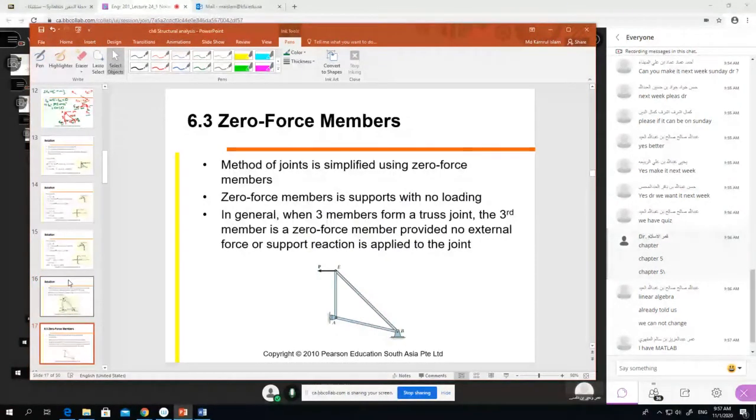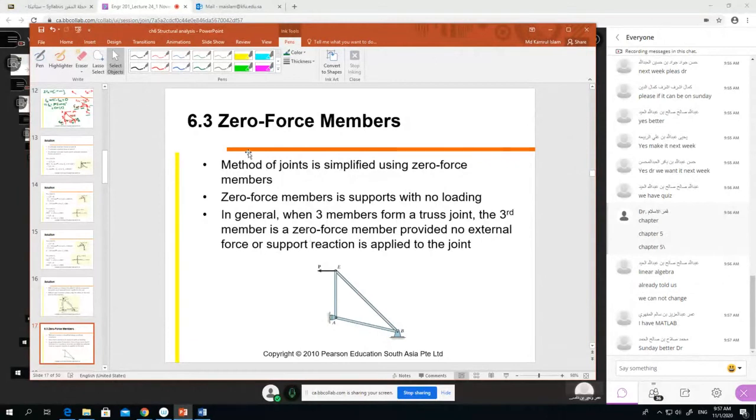Now we start a new topic. The topic is zero force member. What is a zero force member? We learned in class that we get some result, some magnitude and direction. If some member has zero force, then it is called a zero force member. The method of joints is simplified using zero force members. A zero force member is a support with no loading.